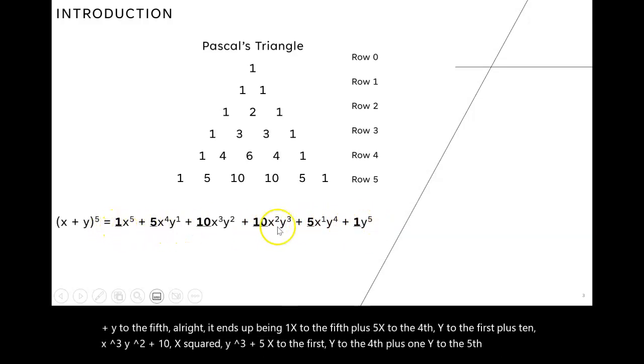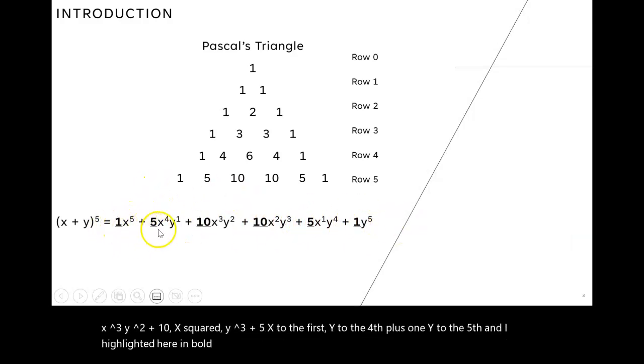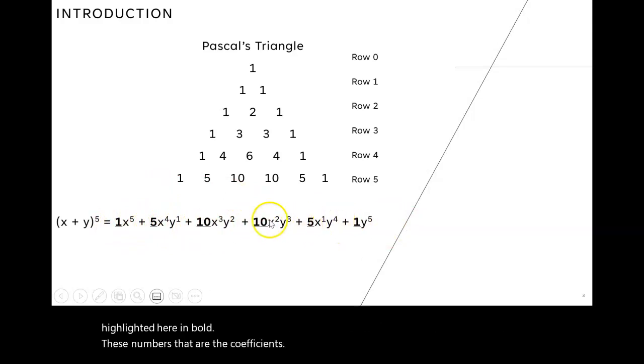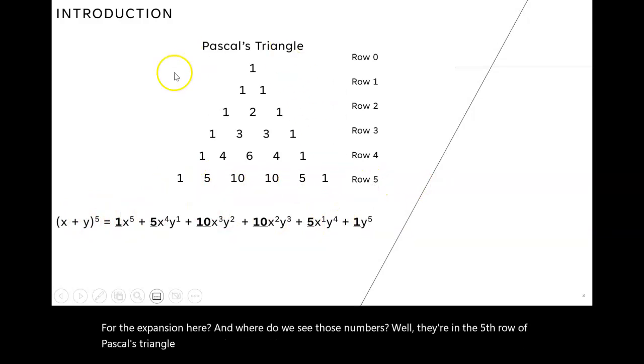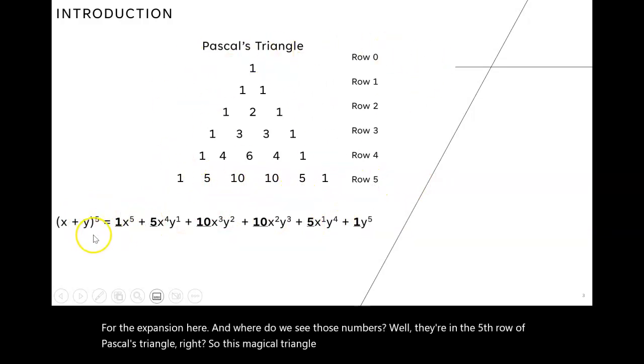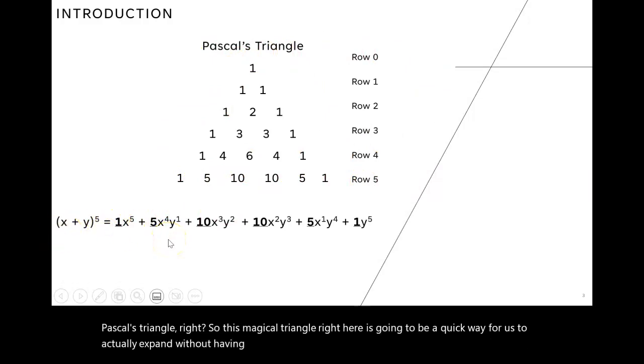And I highlighted here in bold these numbers that are the coefficients for the expansion here. And where do we see those numbers? Well, they're in the 5th row of Pascal's triangle. All right, so this magical triangle right here is going to be a quick way for us to actually expand without having to do extensive amounts of FOIL.